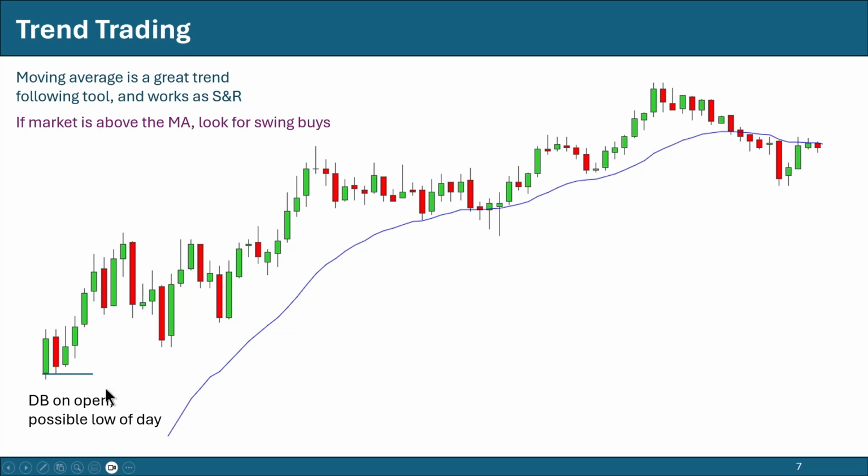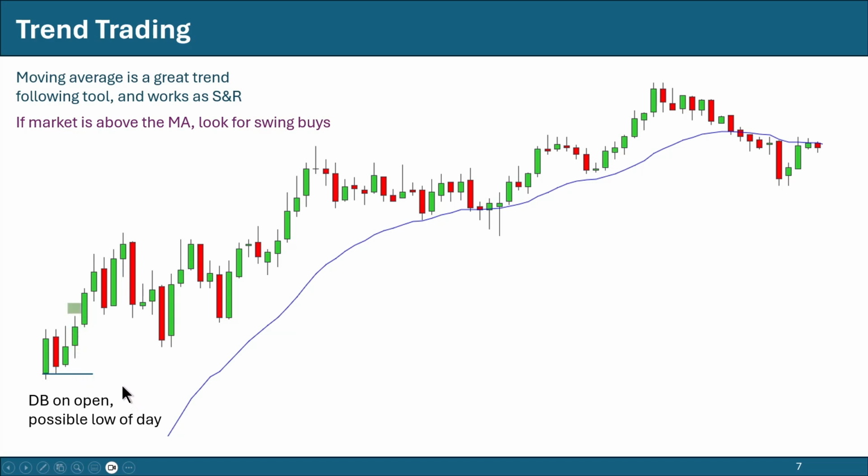This trend could be down, but we never got any strong reasons to be short. Instead, we always stayed above the moving average. We got higher lows and we got higher highs. So only be looking for longs. Double bottom on the open above the moving average. Possibly this is the low of the day. Possibly the day is going to trend up for the rest of the day, and then this is the low.